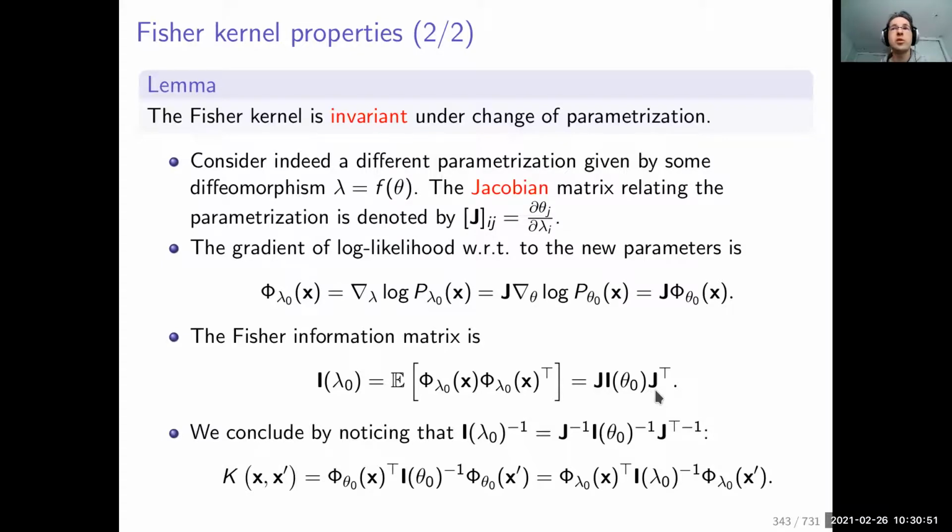Because we use a diffeomorphism, we can also invert this Jacobian matrix. When we compute the inverse of the Fisher information matrix with respect to lambda 0, we get the inverse of the Fisher matrix with respect to theta 0, times the inverse of the Jacobian matrix on the right and on the left. Now it's easy to conclude that the Fisher kernel, k of x and x prime, is invariant with respect to the parametrization. If we compute it with respect to theta 0, we get the same as when we compute it with lambda 0.